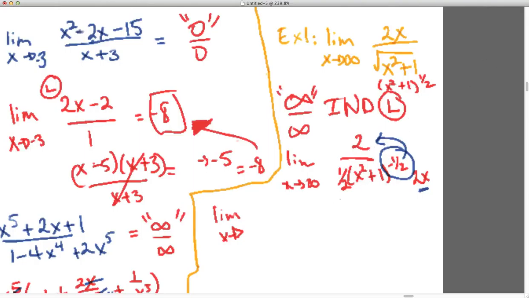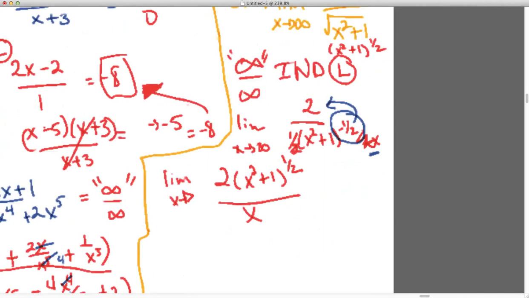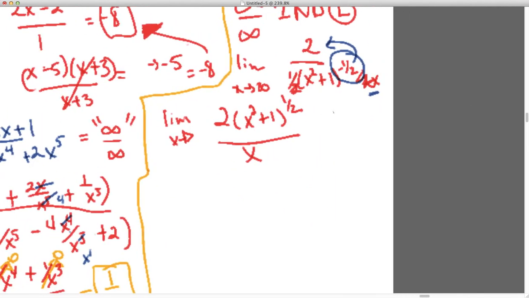Let's see. The 2 and this 2 cancel. So we're left with 2 times x squared plus 1 to the 1/2 over x. And then if you were to do it again, the chain rule up here, because when you plug in, oops, we forgot to reevaluate, that's why. And that gives you infinity over infinity.